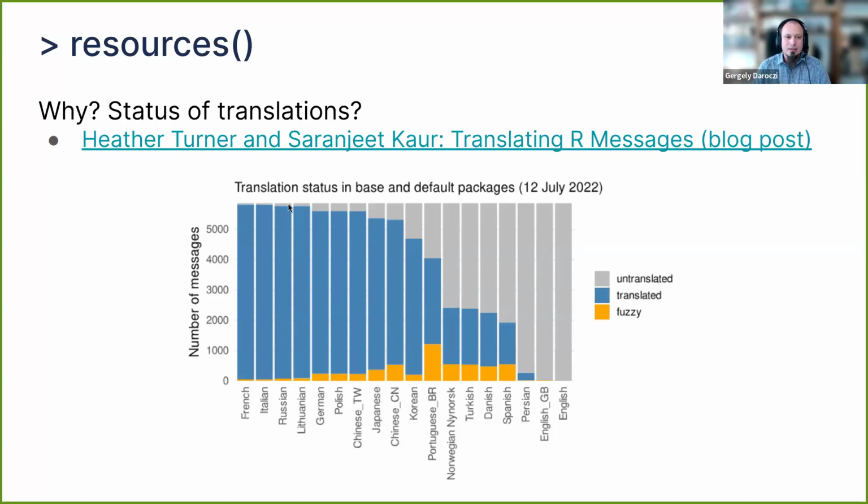What's great is that there are quite a few languages which have almost 100% coverage. So French, Italian, Russian, Lithuanian languages have translated almost every single string. And there are a bunch of other languages with a very good coverage. And I would also add Portuguese, which had around 50% of coverage. And there are many other languages with lower numbers.